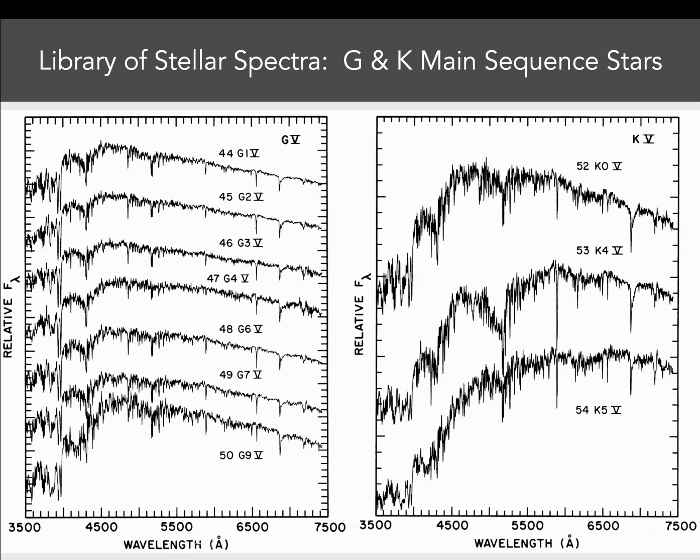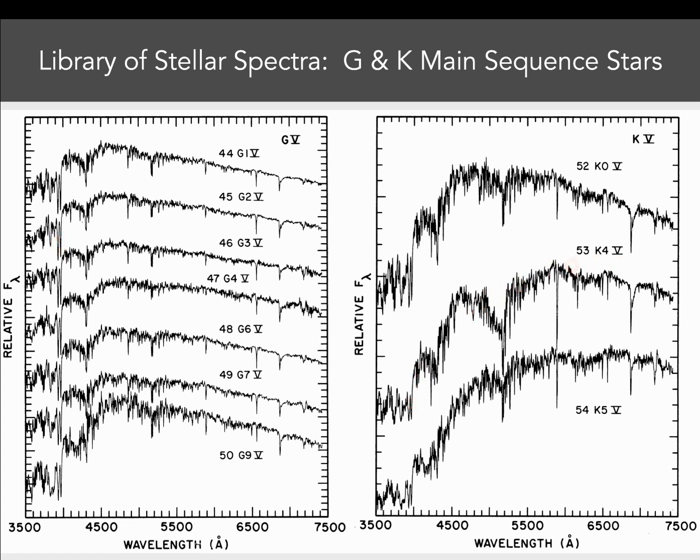So here's a G star. Our sun is a G2. So this right here is probably a pretty good approximation to what our sun's spectrum looks like. These two lines right there are the ionized calcium lines that we talked about before.